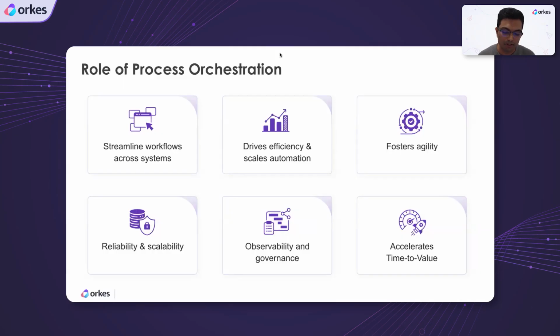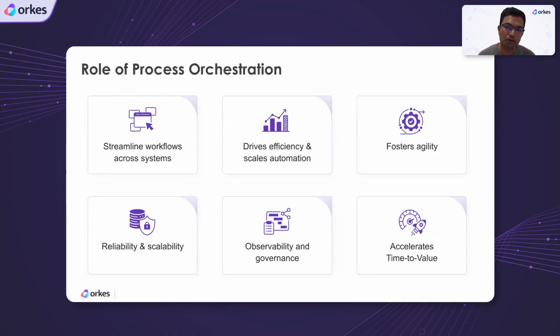Second, it drives efficiency and scales automation. It's not enough to automate isolated tasks, right? True transformation happens when you coordinate them end to end so that manual handoffs disappear and throughput increases dramatically. Third, orchestration fosters agility. When your business needs change, whether it's a new compliance rule, a product launch, a market shift, you can adapt your workflows quickly without rebuilding everything from scratch.